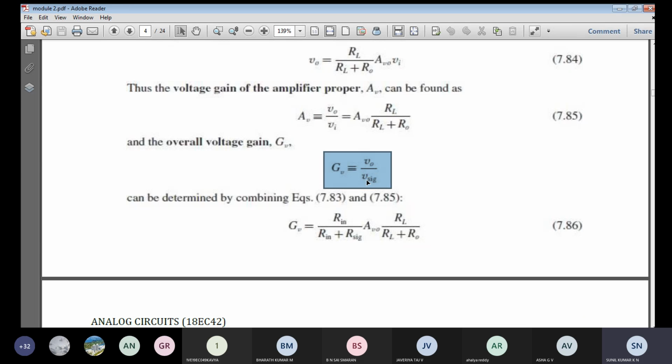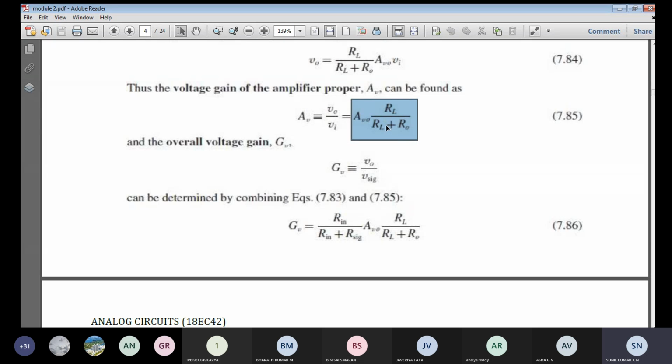So V naught by V signal. This V naught is the output voltage across the load, so you write it as it is and divide by V signal. V signal will be the same as Vi, so Vi will get cancelled, and again the expression for the overall voltage gain will be the same.